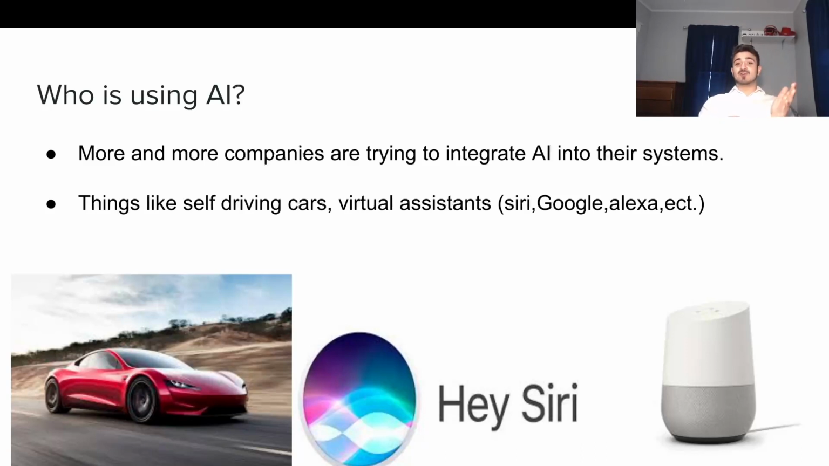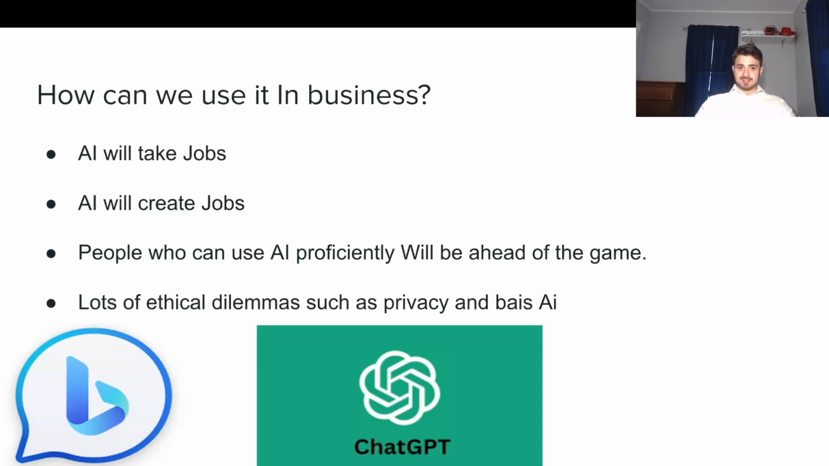We've had AI for a while, but it's been a narrow AI, programmed to do one thing and not a general AI. Because we've had things like Siri for years now, and we had Cortana, Google, Alexa, just about everything under the sun. How can we use it in business?